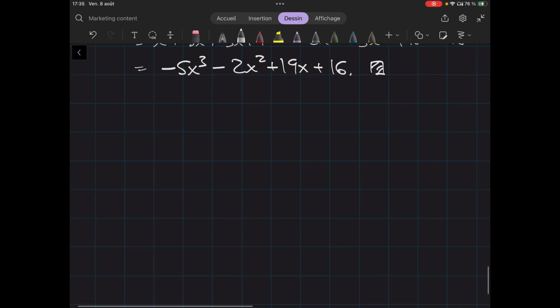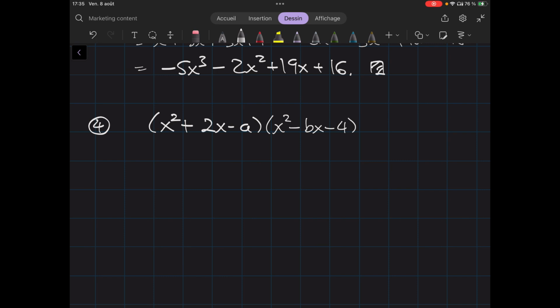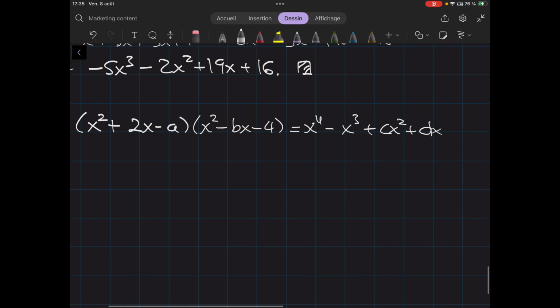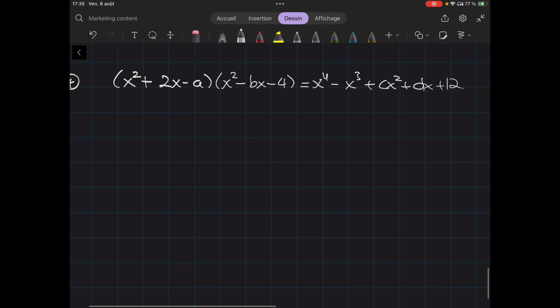Question 4. You are given an identity. This multiplied by that gives you x to the 4 minus x cubed plus cx squared plus dx plus 12. This is very similar to a technique that you will see in IB. Of course, you can expand and equate the left and the right hand side. That is totally valid. I would rather use a different method.